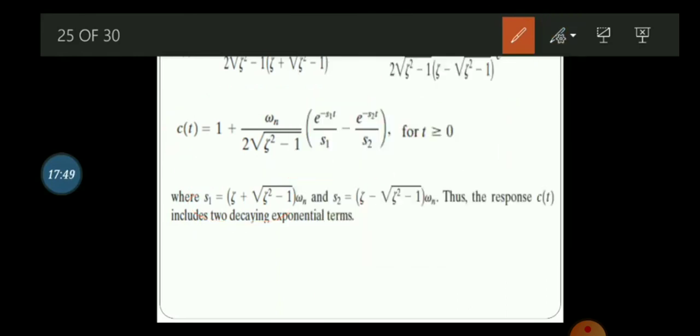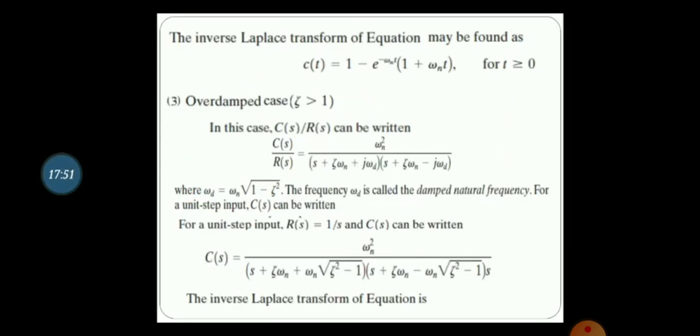Now this is the response c of t, including two exponential terms. This is one exponential term and this is one more exponential term. So this is the time response of the system where the overdamped case is considered.